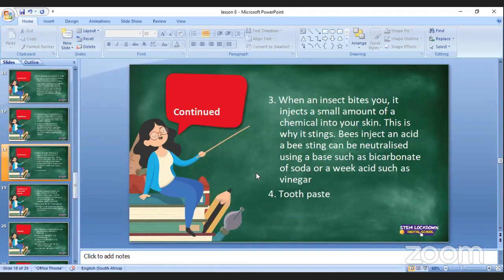Let us look at when an insect bites you. It injects a small amount of a chemical into your skin. This is why it stings. For example, when a bee injects an acid, the bee sting can be neutralized using a base such as bicarbonate of soda or a weak acid such as vinegar. Another base that we use every day, grade 9s, is your toothpaste.